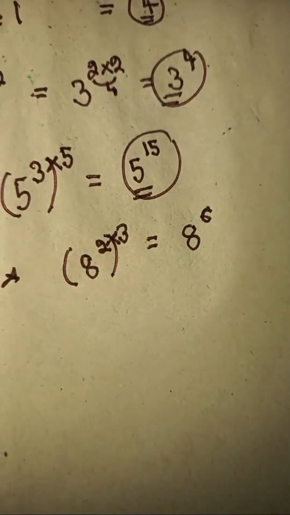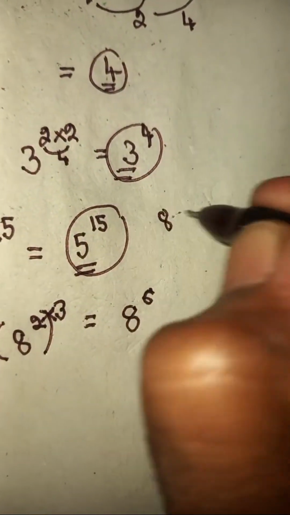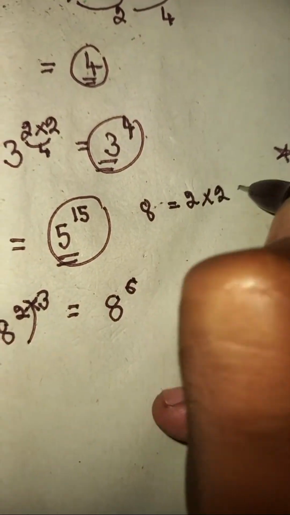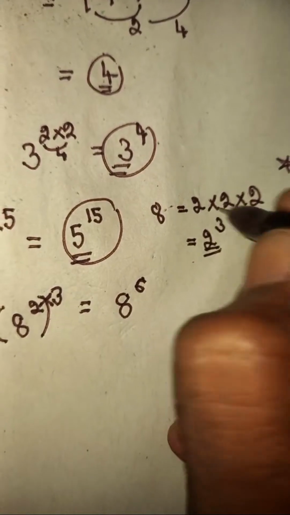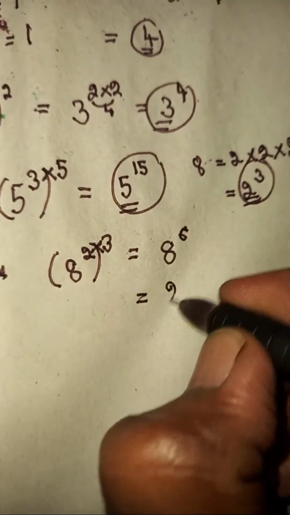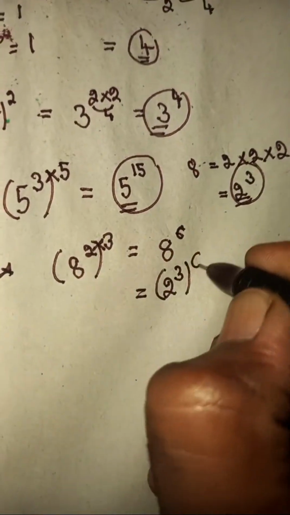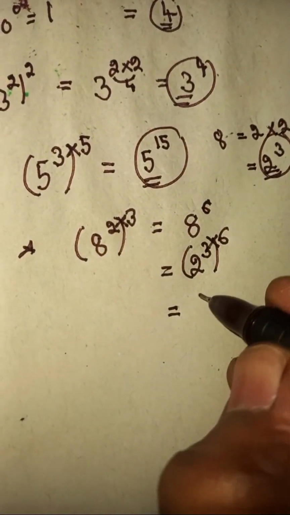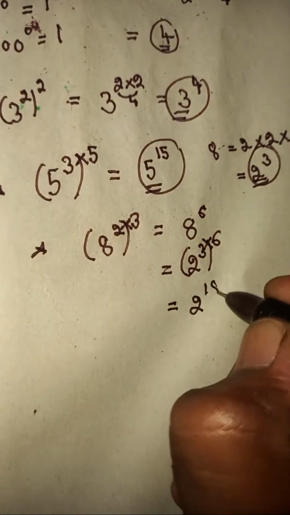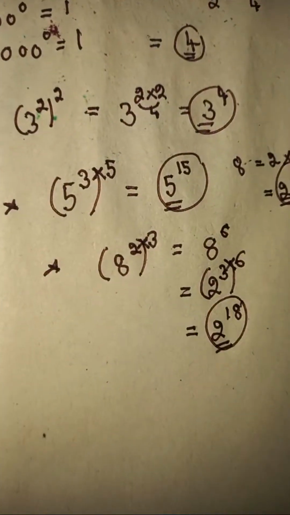If you want, you can simplify 8 again. 8 can be written as 2 times 2 times 2, so 8 is equal to 2 cube. So this one you can write 8 as 2 cube whole power of 6. Now multiply in the same way. 3 times 6 is 18, so it is 2 power of 18.